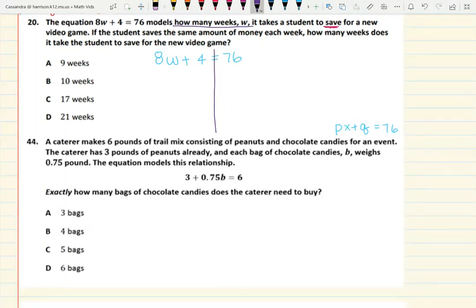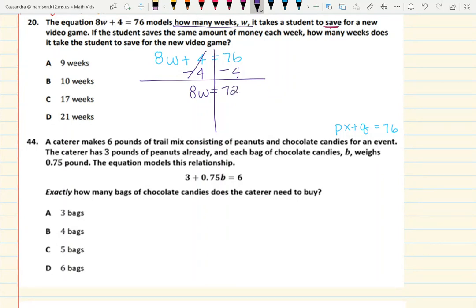Because this is a basic two-step equation, I'm going to start by subtracting the constant from both sides. Why am I subtracting? Because that's the inverse of addition. How do I get rid of a positive 4? With a negative 4. Positive 4 minus 4 is 0, so that cancels out. And I'm left with $8 per week equals 76 minus 4, which is $72.